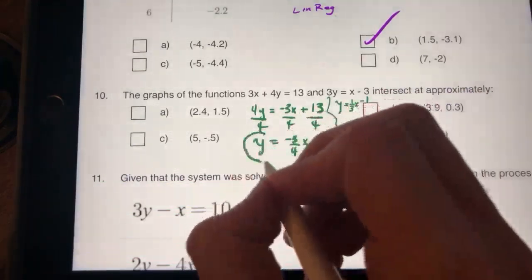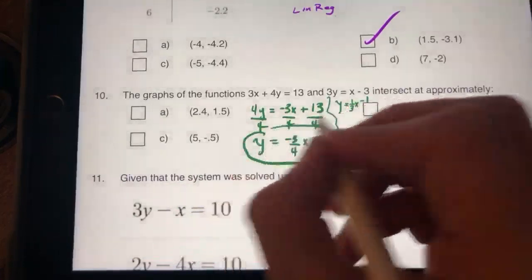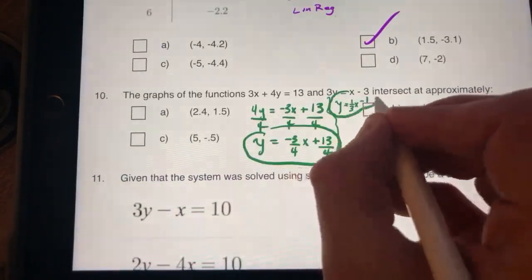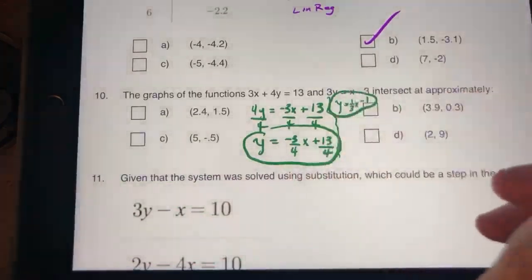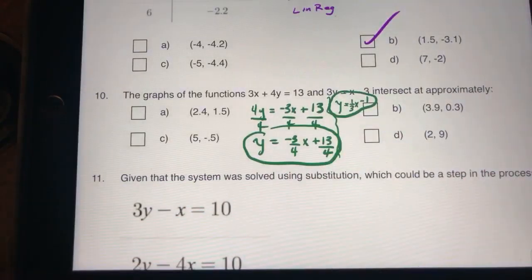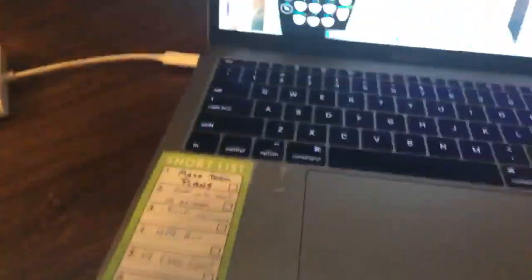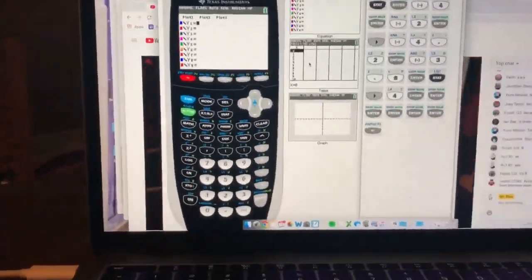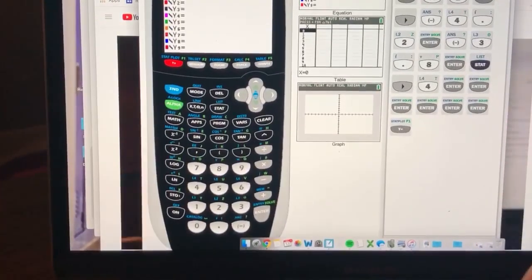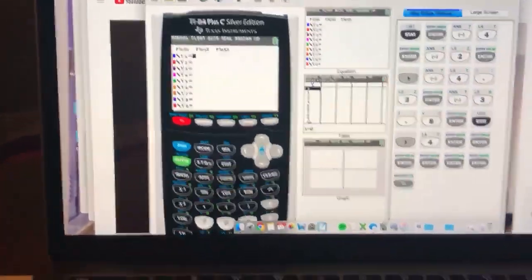So these are my 2 equations. We're going to type these into y equals, and if you have a calculator on you, it might be a good idea to practice with that. Let's see if I can pull mine up on my computer. This is going to be really chaotic. Let's try. All right, is that working? I think so.